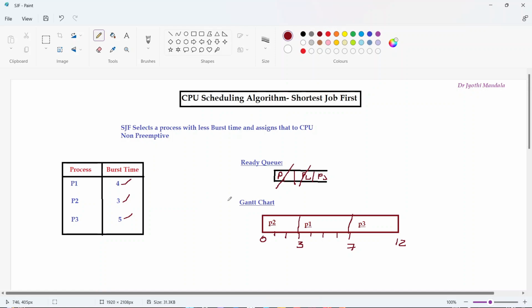Right, so P2 is selected first. Why? Because P2 requires less time, and then P1 is selected because between P1 and P3, P1 has less burst time, and then P3 is given the chance. Now if this is the scenario, let us find out the wait time and the turnaround time. Let us have one column for the waiting time, and also the turnaround time.